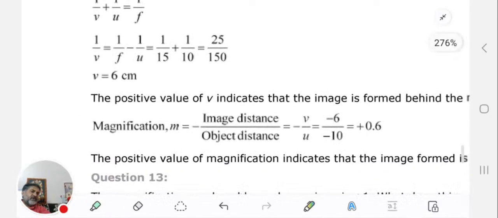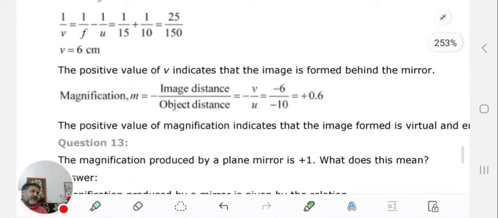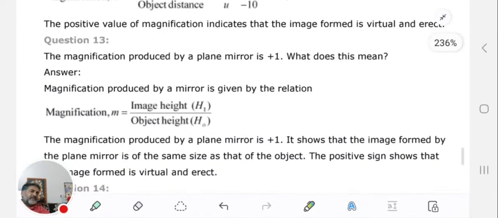The positive value of v indicates the image is formed behind the mirror. Magnification m is equal to minus image distance upon object distance, એટલે કે -v/u. તો -6 upon -10 એટલે 0.6. The positive value of magnification indicates the image formed is virtual and erect.